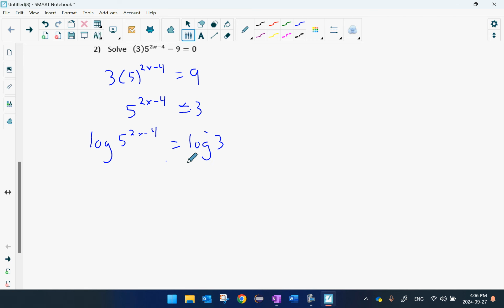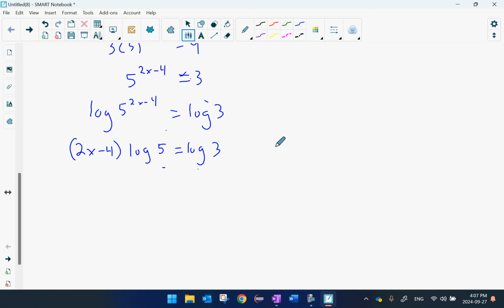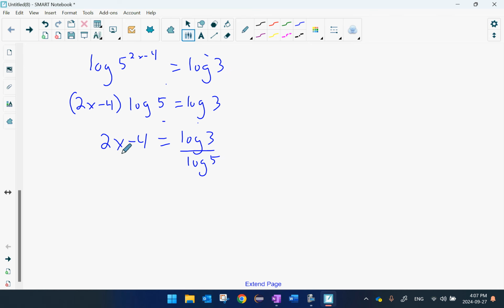Okay, now we've taken the log of both sides. We can now use the power rule to bring the exponent down. When I do that, I've got my exponent 2x minus 4, and I'm going to multiply that by log 5. I do need brackets somewhere, so I would normally just throw them in there. And again, log 5 and log 3 are just numbers, so (2x minus 4) times log 5 equaling log 3 is really just a linear equation again. I'm going to divide both sides by log 5. I get 2x minus 4 equals log 3 divided by log 5. Again, that's just some number. I'll worry about that later. I can add 4 to both sides.